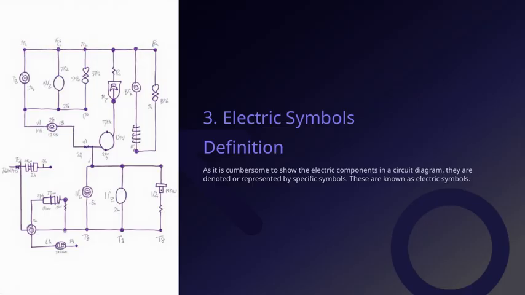So instead, we use specific symbols to represent those components. These are what we call electric symbols. They serve as a shorthand, making diagrams clearer and easier to understand. Recognizing these symbols is essential because they help us quickly identify parts like resistors, capacitors, switches, and more. By using standard symbols, we ensure everyone understands the diagram the same way, regardless of language or background. This is a key part of the overall theme of understanding and designing electrical circuits efficiently and accurately.